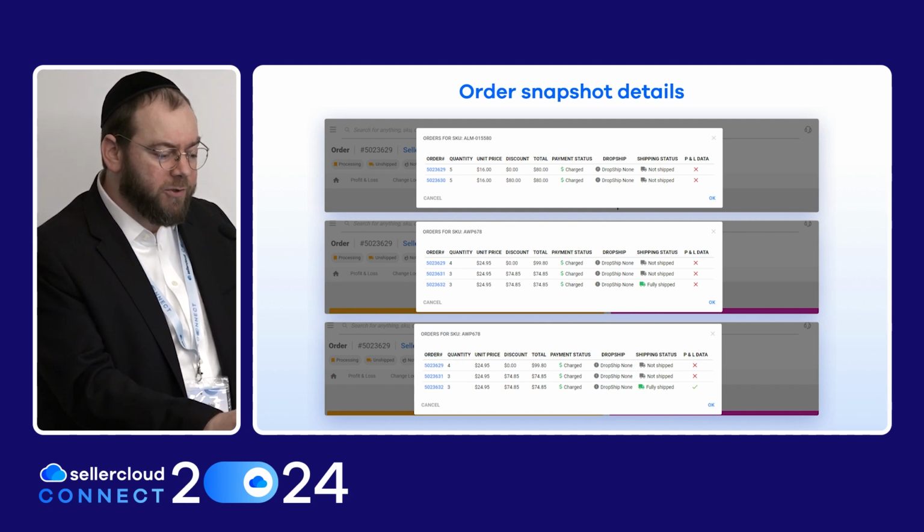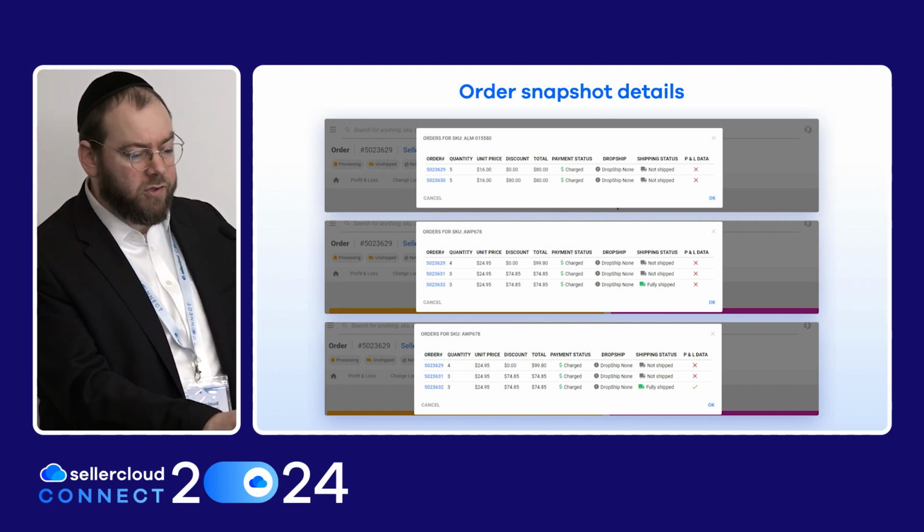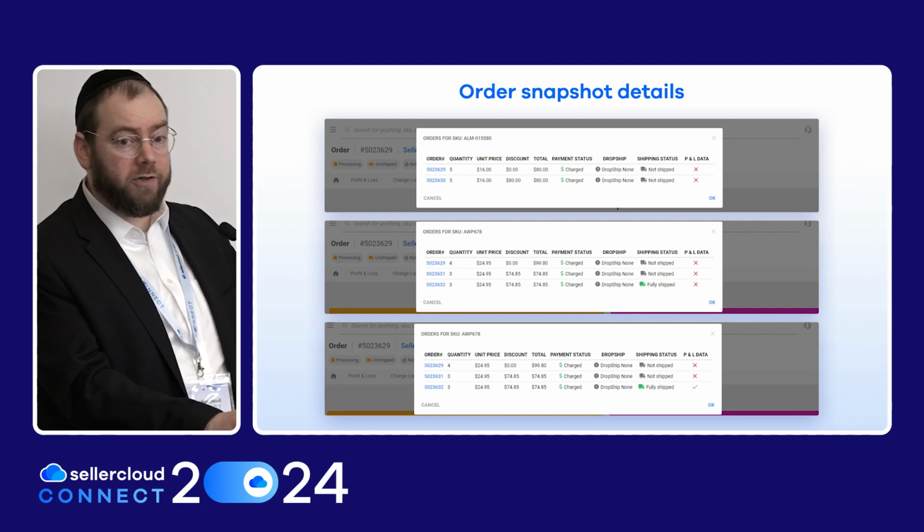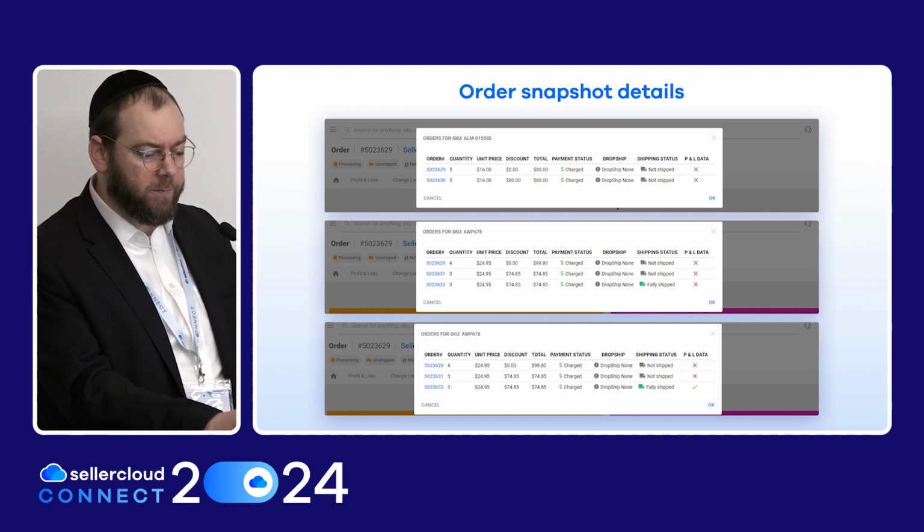So when you come to the order snapshot, you'll be able to see all of the products on a particular order, which child orders, grandchild orders, where they all end up to. It's all in one place.